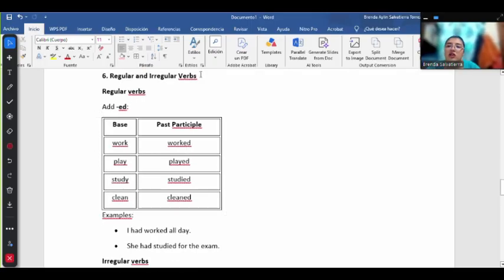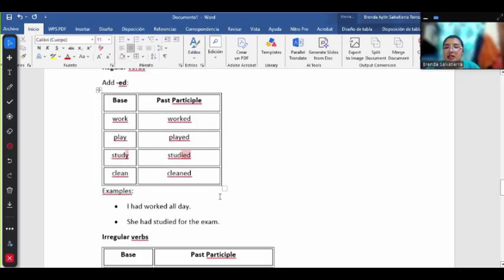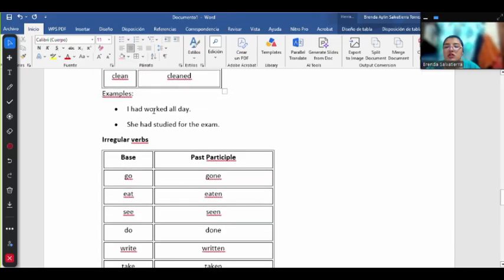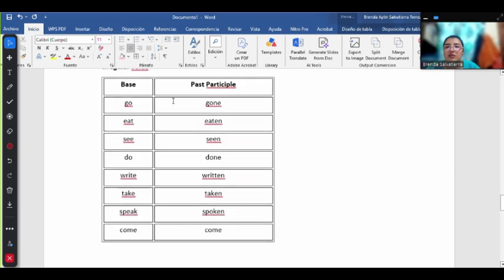Okay. Regular and irregular verbs. For regular verbs, we just add -ed at the end of the verb. Work, worked; play, played; study, we erase the y and we replace it with -ied, studied; clean, cleaned. Examples: I had worked all day, she had studied for the exam.